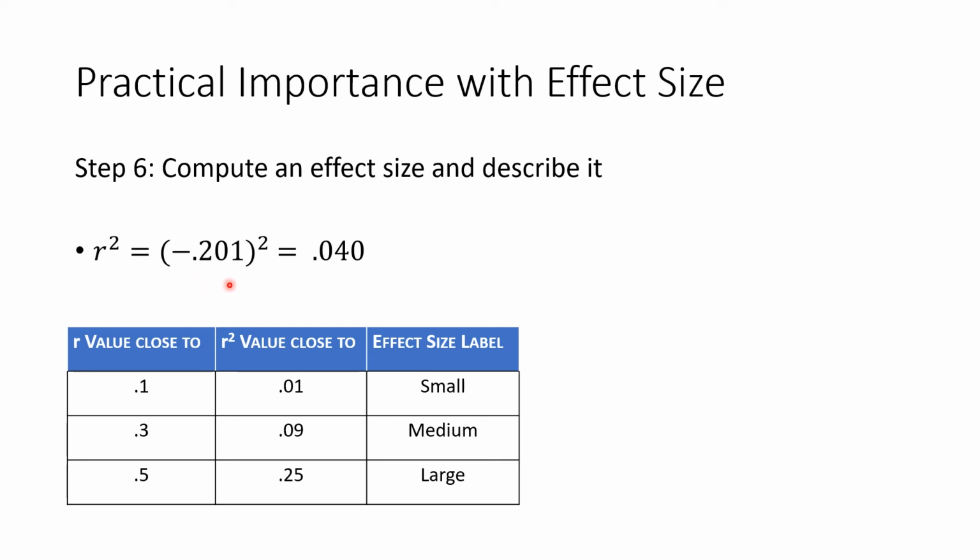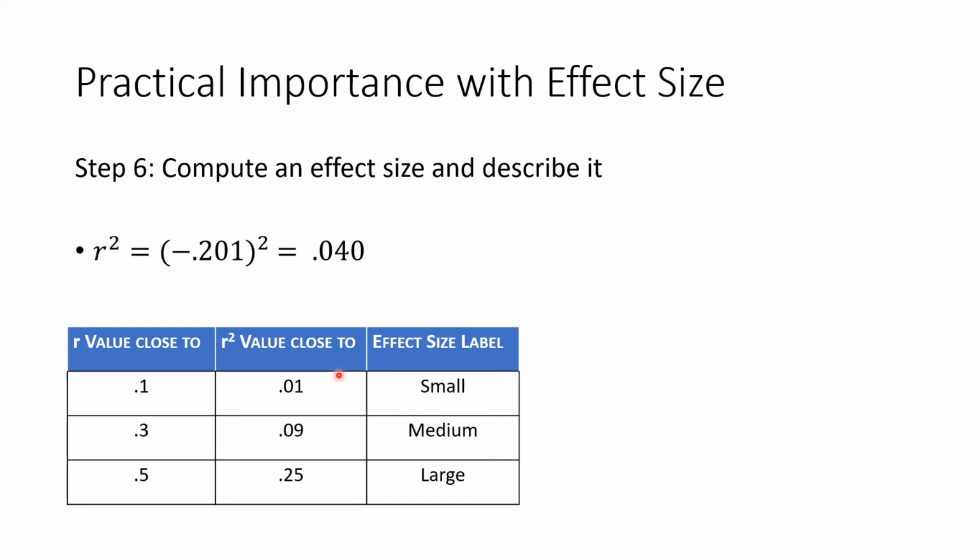Obviously, you just square it. In this case, that comes out to be 0.04. That means that 4% of the variability in procrastination score is explained by GPA. Or another way of saying it is, variability in GPA explains 4% of procrastination scores. So in other words, one variable explains about 4% of the variability in the other variable.